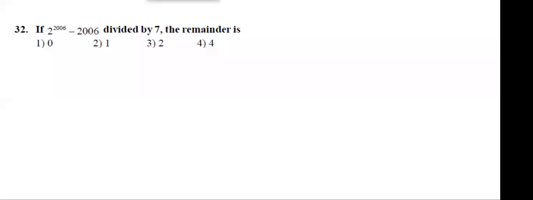If 2 power 2006 minus 2006 divided by 7, the remainder is here. First observe that 2 power 2006 divided by 7 means, so now we need 7 minus 1 or 7 plus 1 expansion, because it is divided by 7 now. Previous problem is divided by 53. That's why the expansion I converted into 53. Okay. How to convert? Tell me.